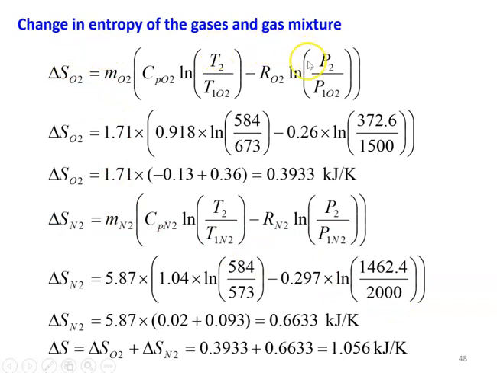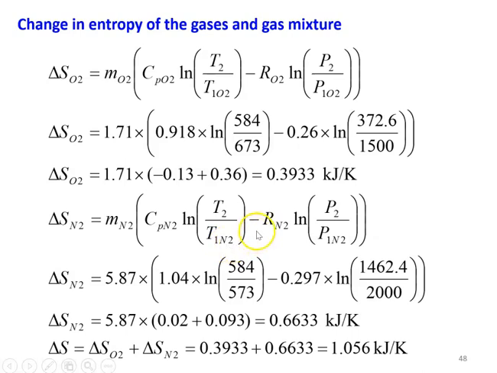Now, the change in entropy of the gas and the gaseous mixture. So, delta S O2 for oxygen gas, MO2 into CpO2 logarithmic of T2 by T1 of O2 minus RO2 logarithmic of P2 by P1 of O2. Substituting numerical values, mass of O2 is 1.71, Cp of O2 equal to 0.918, logarithmic of final temperature 584, initial temperature of oxygen is 673, minus R of O2 0.26 into logarithmic of final pressure 372.6 divided by initial pressure 1500 kilopascal. So calculating, 1.71 into minus 0.13 plus 0.36 is equal to 0.3933 kilojoules per Kelvin.